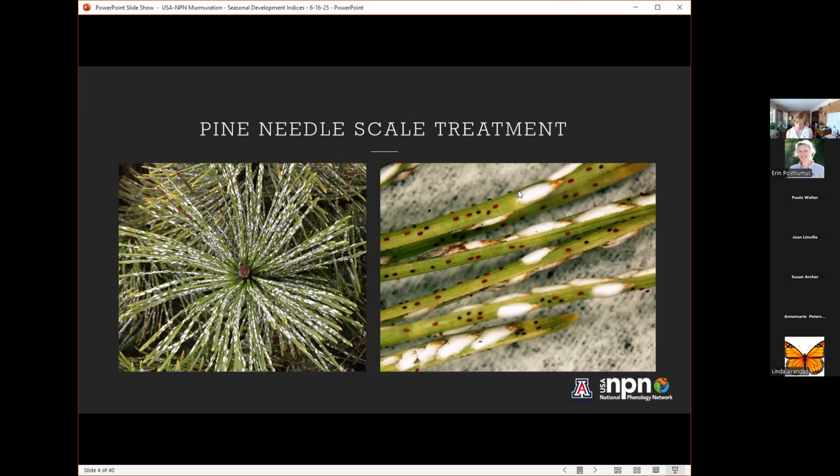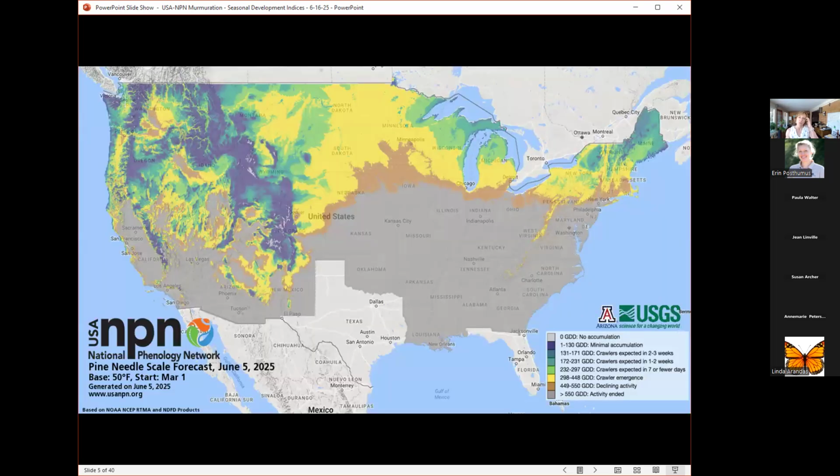So the trick is that you really want to know when the crawlers are hatching and the cohort is young, because that's when your treatment is going to be most effective. If you wait too long, you're just wasting chemicals and putting more chemicals into the environment with no actual net benefit. We happen to know, because folks have kept track of pine needle scales and the rate at which they undergo those life cycle stages, that the crawlers emerge after a particular amount of warmth has been reached.